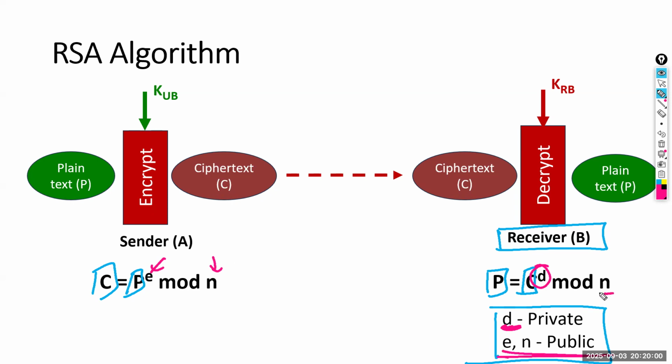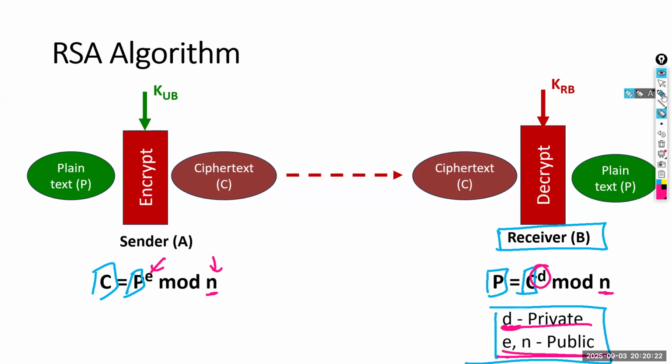And here also we use N, but D we have not shared. N and D is not the private key, because N we have shared. But D we have not shared, and D is used in our decryption algorithm. Therefore, D is the private key. This is something you need to remember. So you need to remember the formulas.